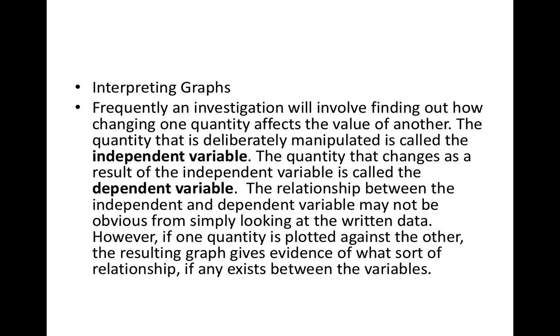The quantity that is deliberately manipulated is called the independent variable. The quantity that changes as a result of the independent variable is called the dependent variable. The relationship between the independent and dependent variable may not be obvious from simply looking at written data. However, if one quantity is plotted against the other, the resulting graph sometimes gives evidence of what sort of relationship, if any, exists between the variables.